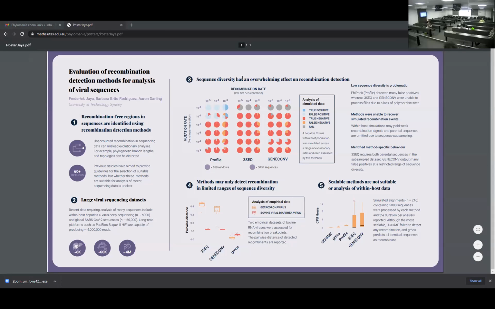Yeah. I just had, thanks for the interesting talk. I was just wondering about the fail category that you have in your figure there. I was thinking, if sequences really are pretty much identical, what you'd probably want a method to do is to say, I don't know, maybe they're recombinant or maybe they're not. So by fail there, is it just the method not making a call one way or the other, and is that necessarily a bad thing?